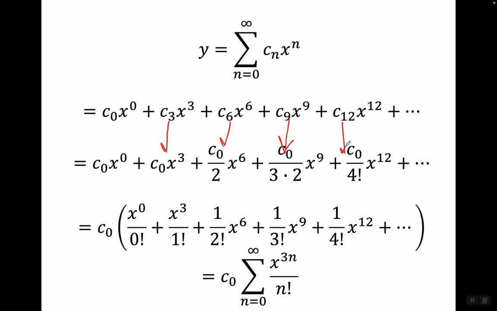When you factor out the c0, you end up with c0 times x to the 0 over 0 factorial, plus x cubed over 1 factorial, plus 1 over 2 factorial x to the 6th, 1 over 3 factorial x to the 9th, 1 over 4 factorial x to the 12th, etc. In other words, this series is just c0 times the sum, as n goes from 0 to infinity, of x to the 3n over n factorial. Isn't that cool? I think it's neat.